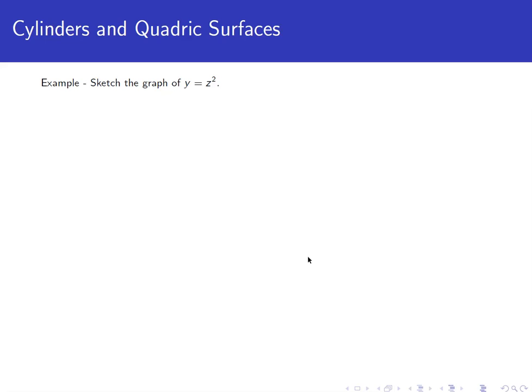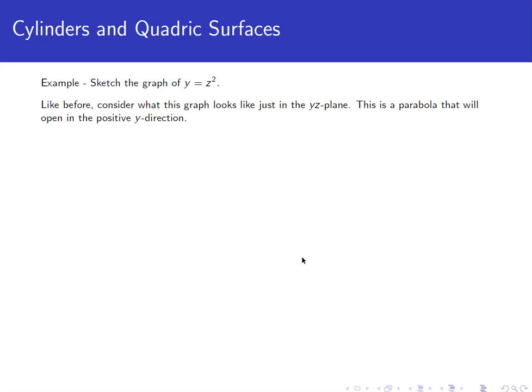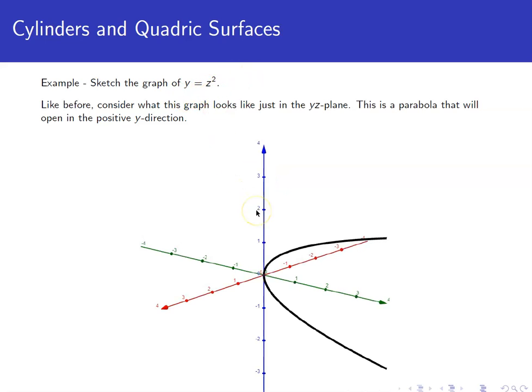Let's look at another example. Let's say you were asked to sketch the graph of y equals z squared. Well, we'll approach this the same way. Let's first consider what happens in the yz plane. Well, that's a parabola, and it opens in the positive y direction. So it's like y equals x squared, except that we replaced it with a z.